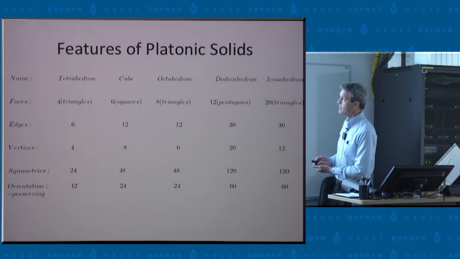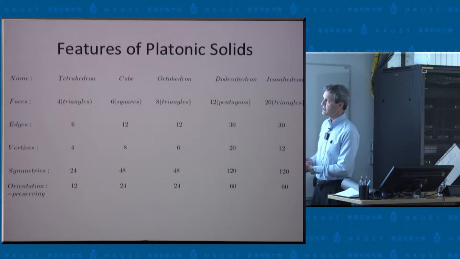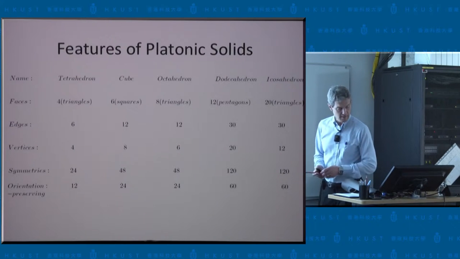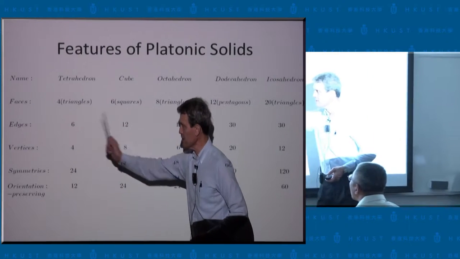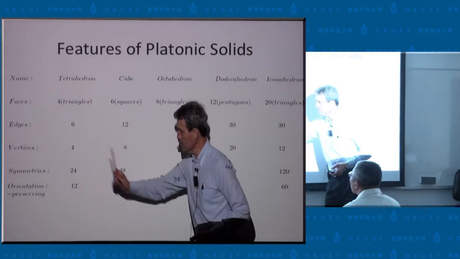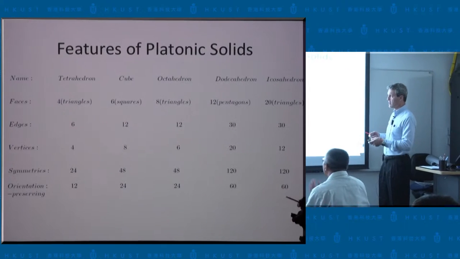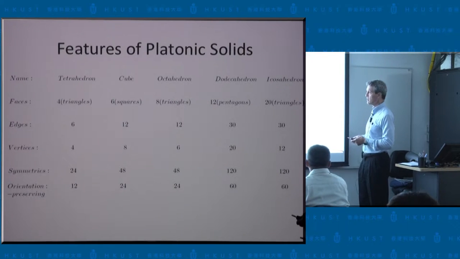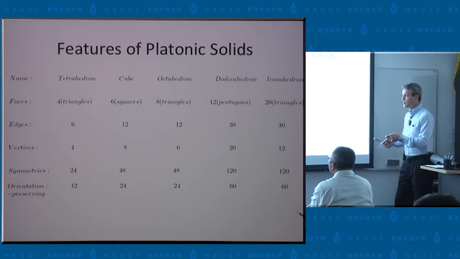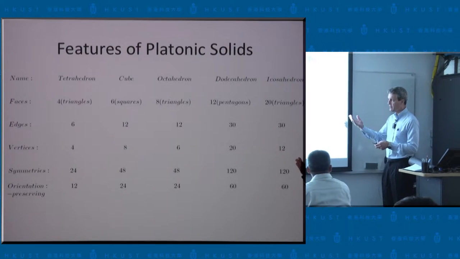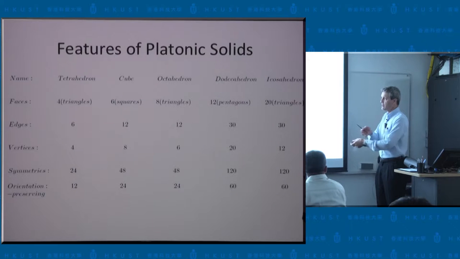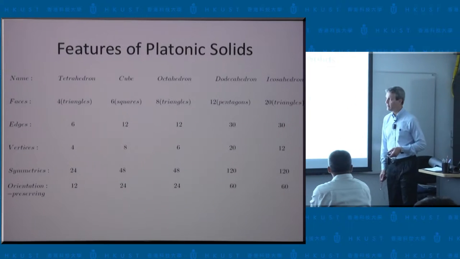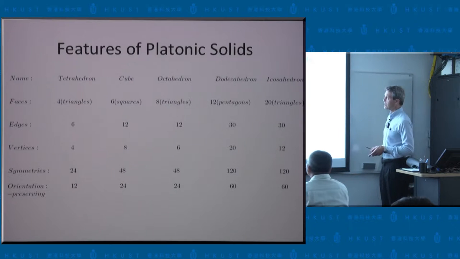I've got a slide here which shows some basic data about each one. The tetrahedron has four faces, six edges and four vertices. And the total number of symmetries is 24. You can exchange the edges or the vertices in any possible way, and that gives you 24 different operations. Some of those will preserve handedness. Some of them will take left hands into left hands and right hands into right hands, and others will switch the handedness of things. The ones that preserve the handedness I call orientation preserving, and that's half of them, 12.